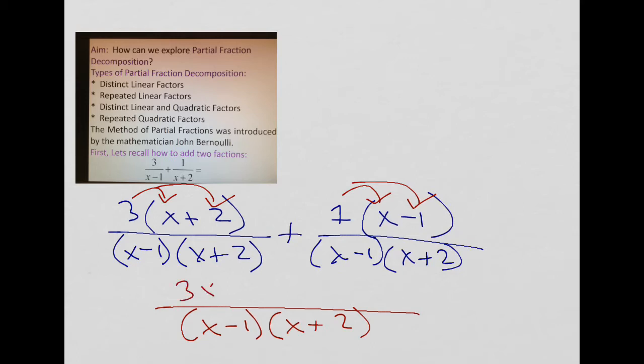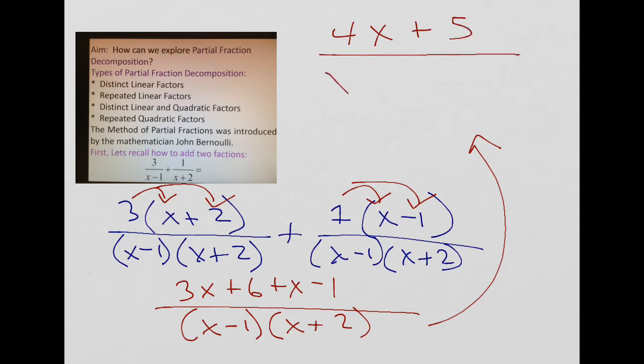So we get 3x plus 6 plus x minus 1. So our final answer here is 4x plus 5 over, and I'm going to multiply out the denominator as x squared plus x minus 2. Okay, that's by distributing and using FOIL. So first terms are x squared, outer terms are plus 2x, inner terms are minus x. So that gives me plus x in the middle, last terms are negative 2.